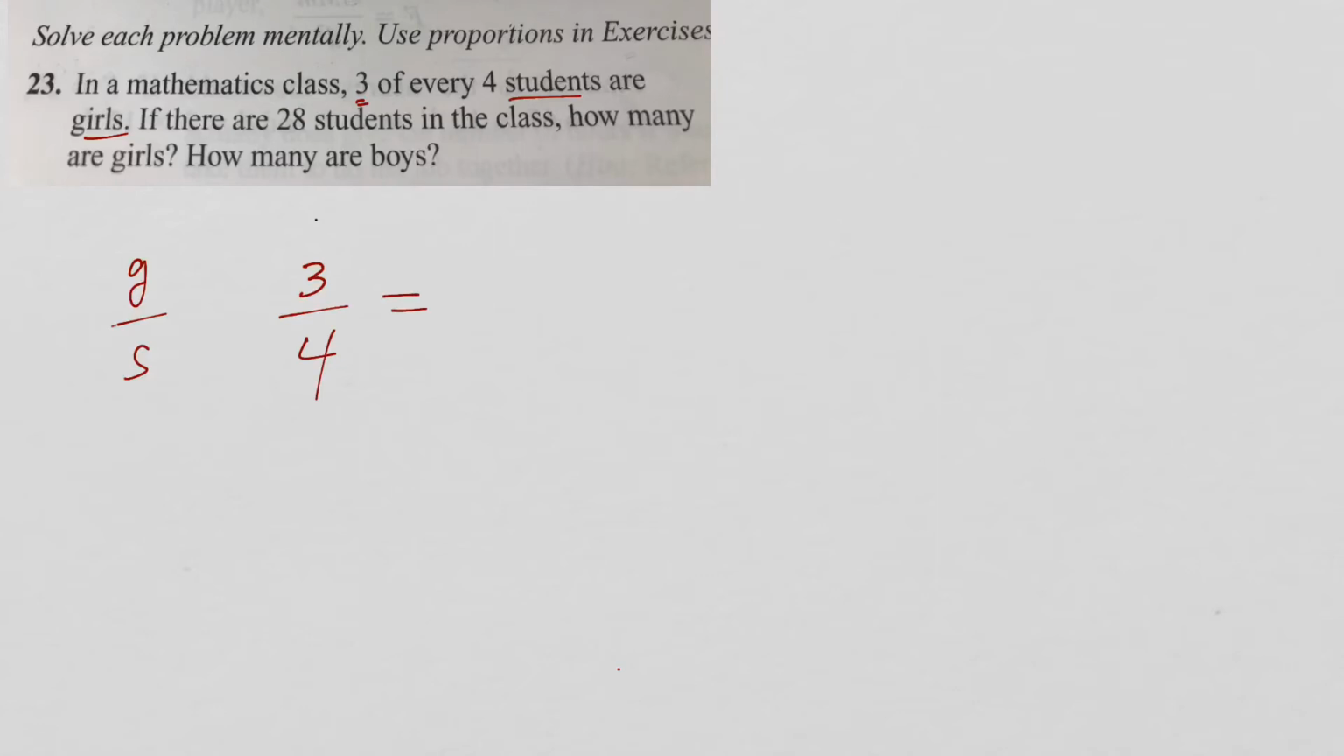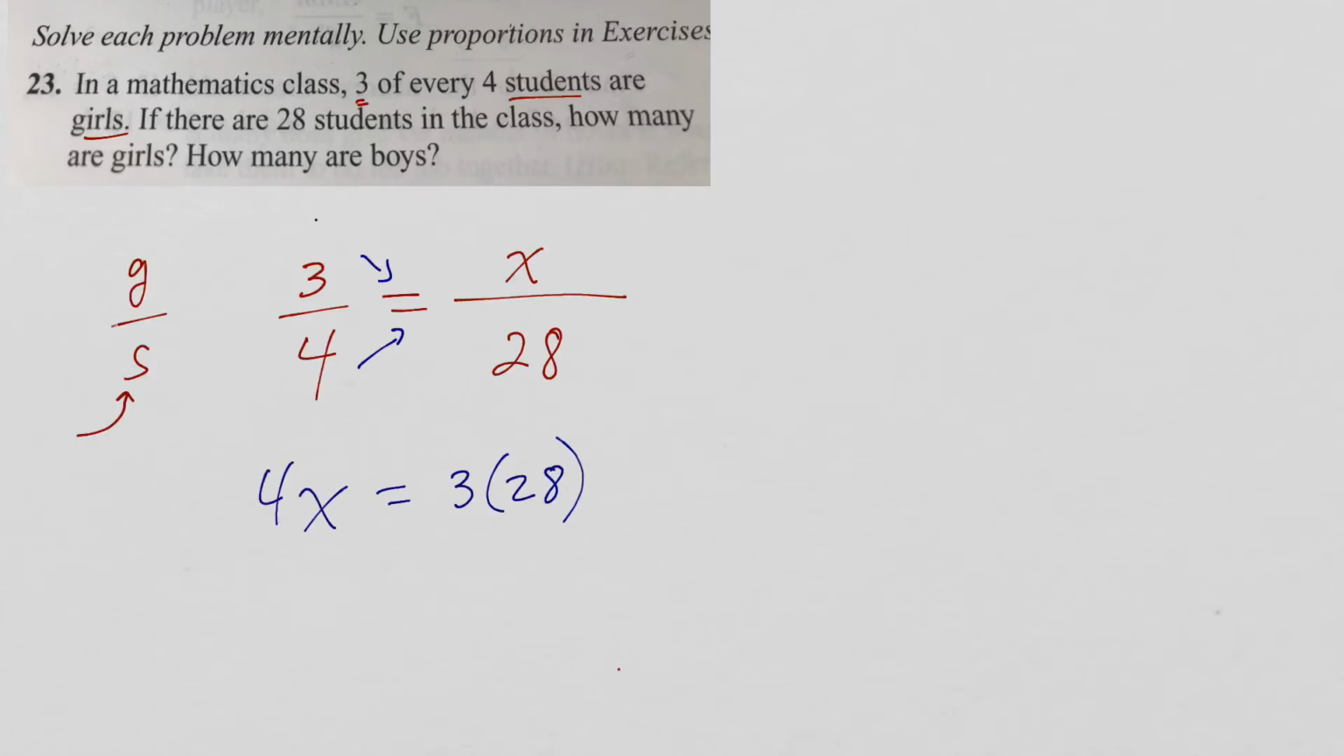Then I'll make this equal to, it says there are 28 students. So be careful where you put the 28. I put this over here to remind myself that students are going on the bottom. And then we don't know what this is. Now to solve, any time you have a single fraction equals a single fraction, you can cross multiply. So 4x is equal to 3 times 28.